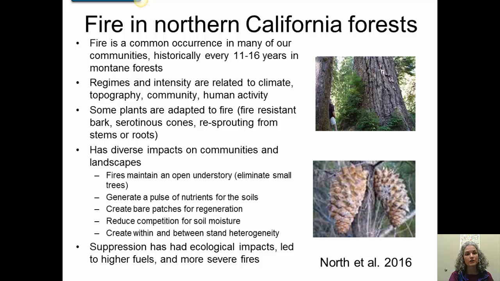Fire also generates a pulse of nutrients to the soils that some plants need in order to regenerate. It also creates patches where the bare mineral soil is exposed. Some plants require those conditions. They can't germinate in litter. They require that bare soil in order to regenerate. As small trees are killed by fire, that's going to reduce the competition for water and for nutrients in the soil. And fire is really important in creating heterogeneity on a small scale.